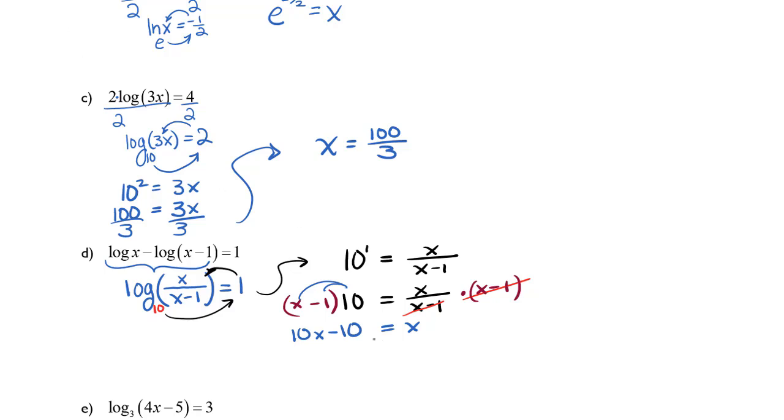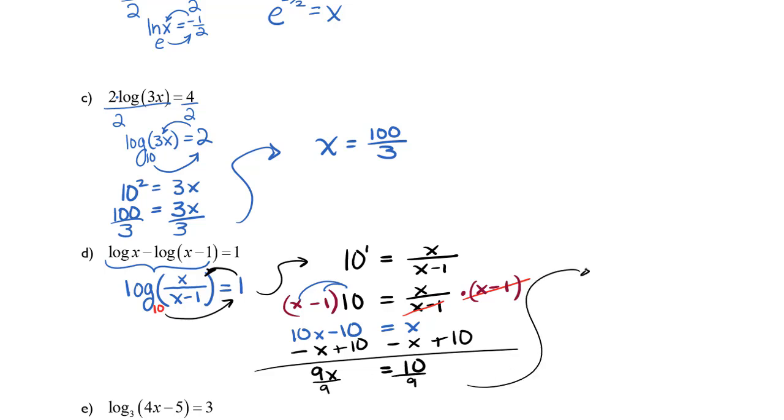Now, I can subtract x from both sides, and I can add 10 to both sides. And I get 9x equals 10. So if I divide both sides by 9, I'm going to get x is equal to 10 divided by 9. And that's my answer. Again, an improper fraction, but exact. And I like exact answers. Those are usually acceptable answers at this level in a math class.